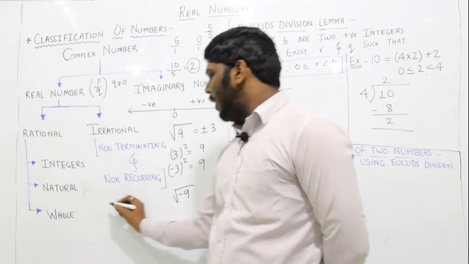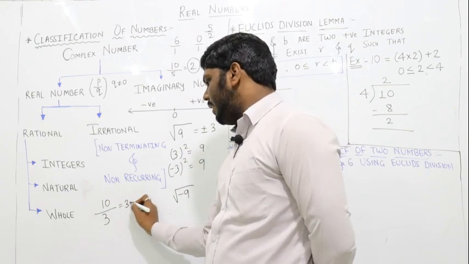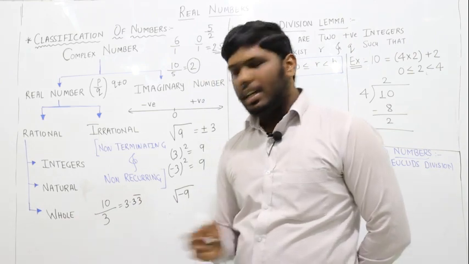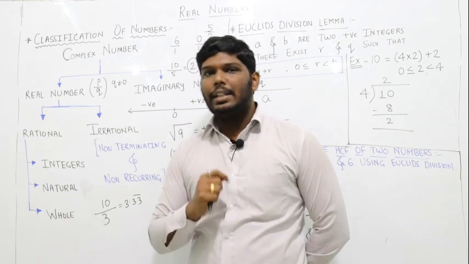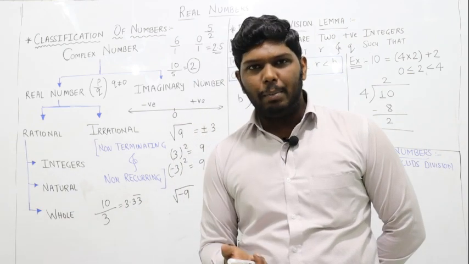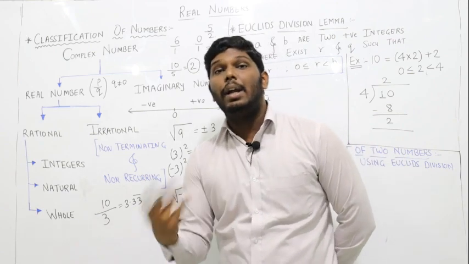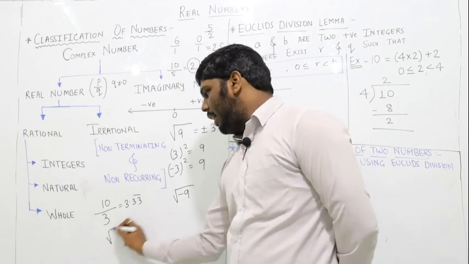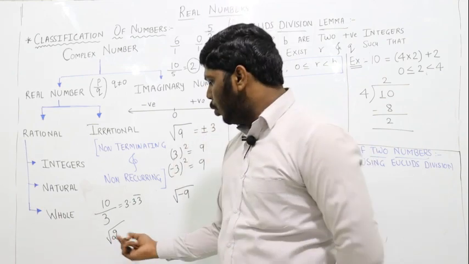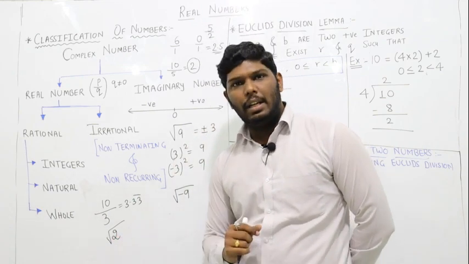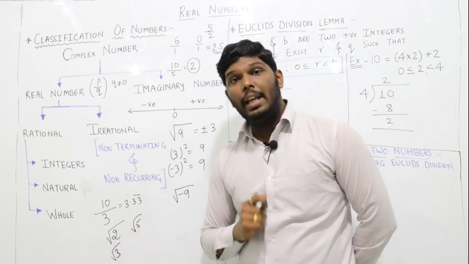For example, if I ask you 10 divided by 3, what is 10 divided by 3? It is 3.33, where 3 is recurring, right? So such numbers also come under the category of rational number. Then how to define the irrational number? Irrational numbers are those numbers which are non-terminating as well as non-recurring. Non-recurring means it won't repeat. For example, root 2, last year also you have seen how to plot root 2 on a number line. So root 2 is a classic example of the irrational number. Similarly, root 3 or root 5, these are also irrational numbers.